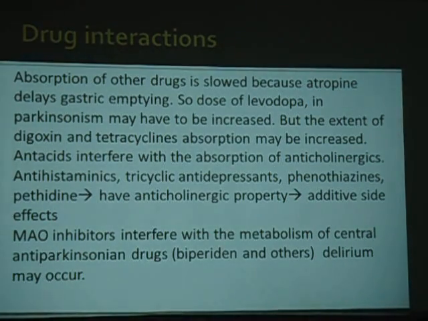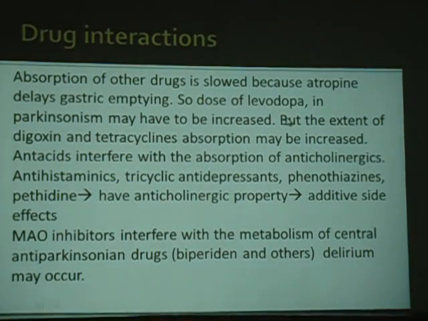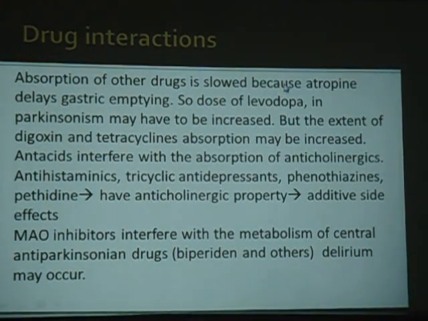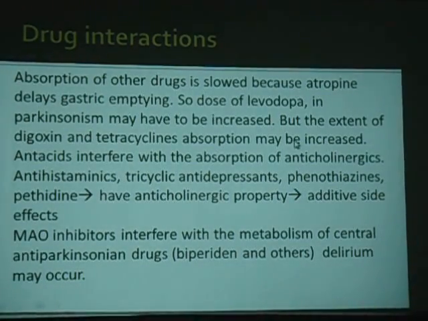So coming to the drug interactions. Okay, if atropine is used, which drug should not be used along with it, and if it is used, what are the side effects? Absorption of the other drugs is slowed. That means any drug which is given along with it, for example levodopa, its absorption and movement is decreased, and thereby we need to increase the dose. Okay, and the other drugs where absorption is increased are digoxin and tetracyclines. Their absorption may be increased by slowing the GI motility.